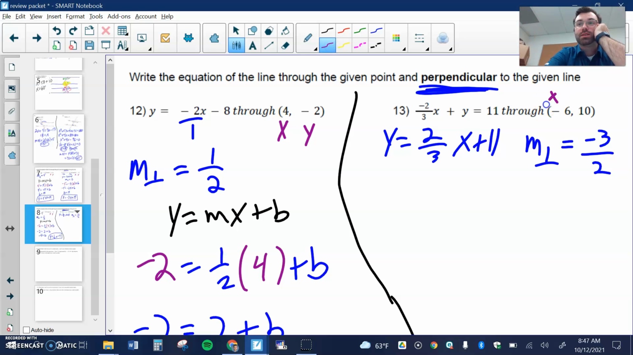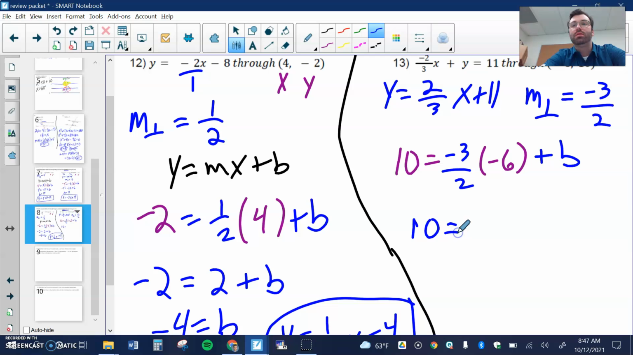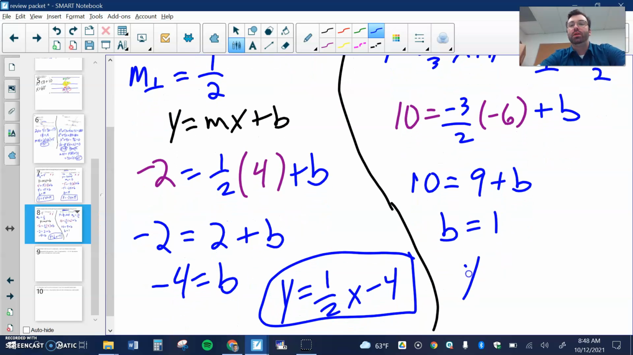And then I do my work, x, y: 10, and then negative 6. What's my m? Negative 3 over 2, and then plus b. So 10 equals negative 3 over 2, or negative 1.5, times negative 6, which ends up being 9, plus b. So b equals 1. So my equation is y equals negative 3 over 2x plus 1.